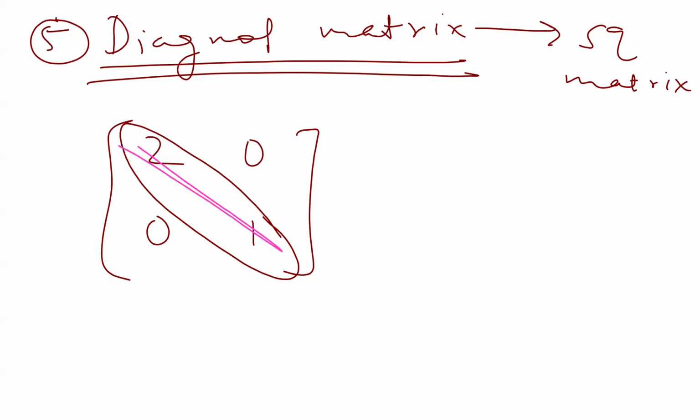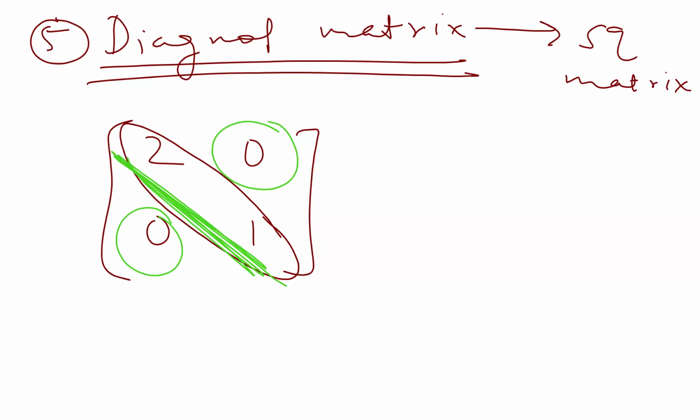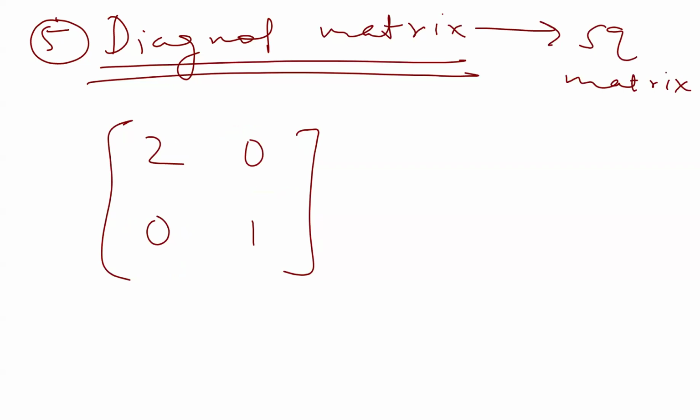Here there can be zero also, in the diagonal. But the non-diagonal elements, these are the non-diagonal elements, the ones in green, have to be zero. They must remain zero. Diagonal elements can be zero or non-zero, but non-diagonal elements have to be zero. One more example.